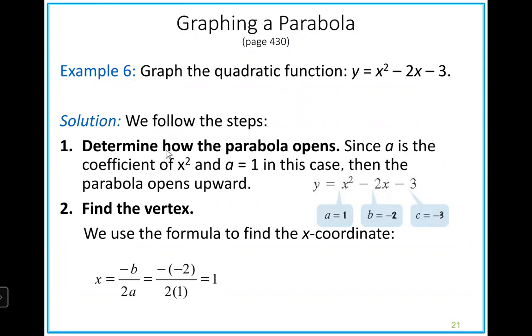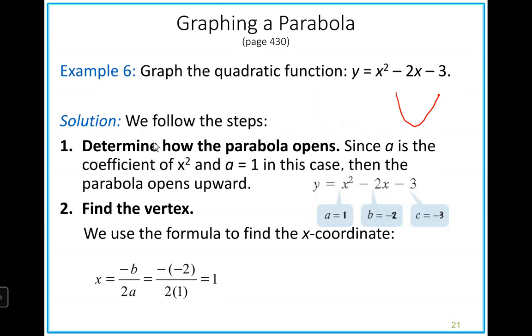The first step: determine, does this parabola open upward or downward? If you look at this, the coefficient of x squared is 1, which is positive. So it means that it's going to open upwards, so it will look something like this. Once that x squared coefficient is positive, you get an idea of how your graph will look. If it was negative, or negative x squared, then it would open the other way around.